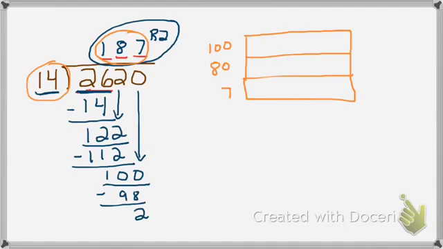My divisor, 14. 2 digits, make it into 2 sections. The 1 is in the tens column, so that's a 10. The 4 is in the ones column, so that's a 4.